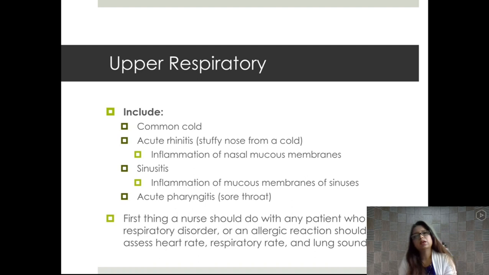Okay, so let's talk about upper respiratory. So it's a recapitulation of the upper and lower respiratory tract. Okay, so upper respiratory tract, what could be the conditions? Some are the common cold. Rhinitis is inflammation and a stuffy nose, right? Inflammation of the nasal mucous membranes. Sinusitis is inflammation of the sinuses, which are just underneath the cheeks. Patients have infection, so that's sinusitis. And pharyngitis is a sore throat or inflammation in our throat when you have difficulty swallowing.